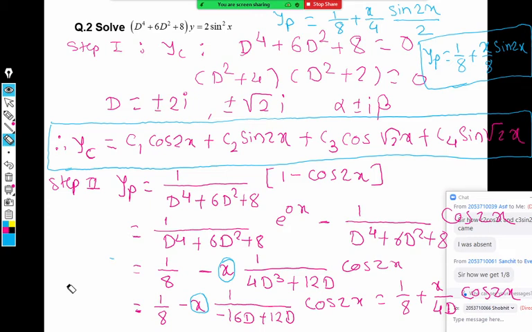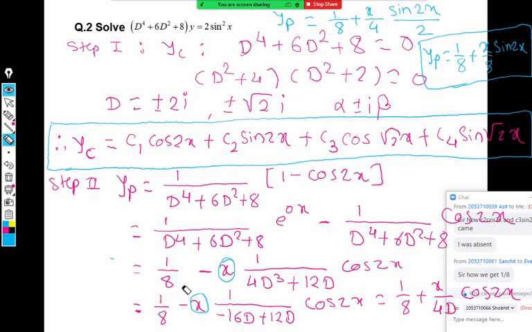Okay, Sanchit is asking how 1 by 8. Because here a constant term was there. So to get a constant, we have e raised to 0x. We replace d by 0. Replace d by 0, you will get 0 plus 0 plus 8. So 1 by 8. Are you asking about that 1 by 8 or this other 1 by 8?